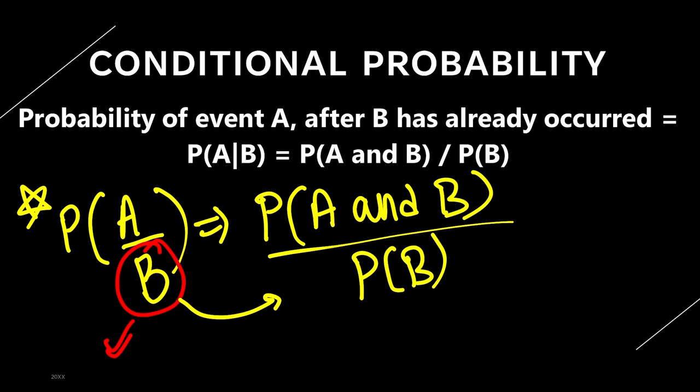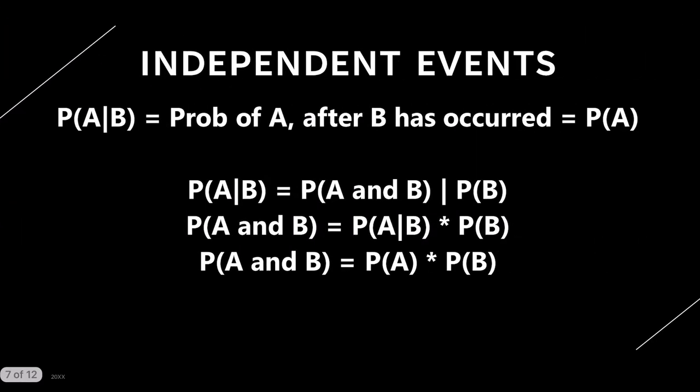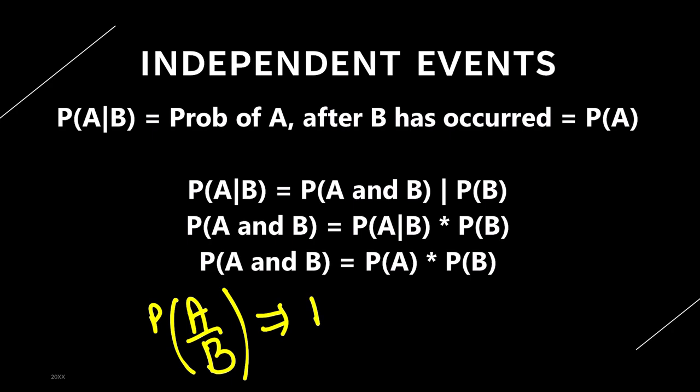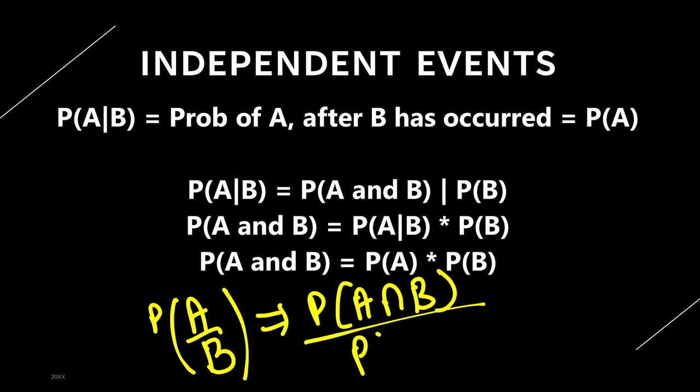We'll see few examples on it. Don't worry. You just have to remember this formula. Very important. So conditional probability is one of the few formulas in probability you have to know. Right. Now moving on. Independent events. See, probability of A happening after B has already happened. That was probability of A and B happening together divided by probability of B.